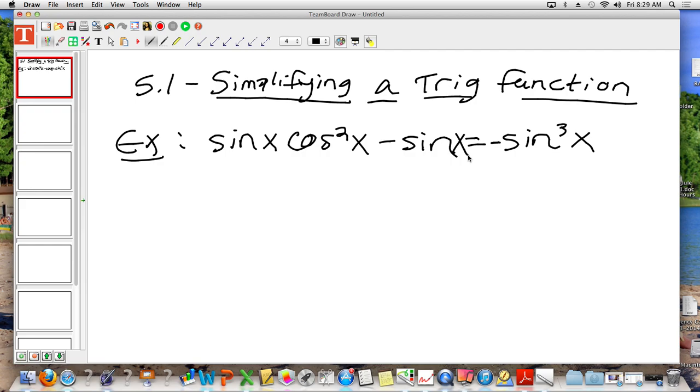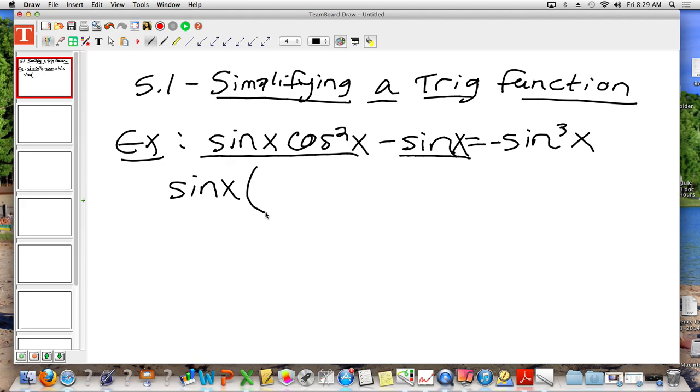Change the cosine. Change that cosine so you have another sine. Cosine can't be written in terms of sine. Oh yeah, that makes sense. But look at these two terms. We have this going on and we have that going on. What do they have in common? They both have a sine of x. So try factoring the sine of x out.